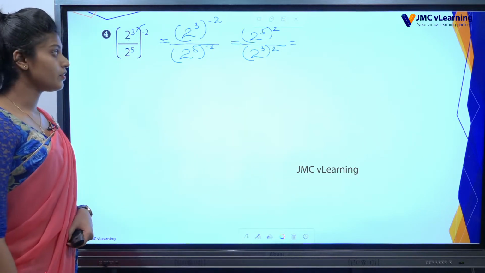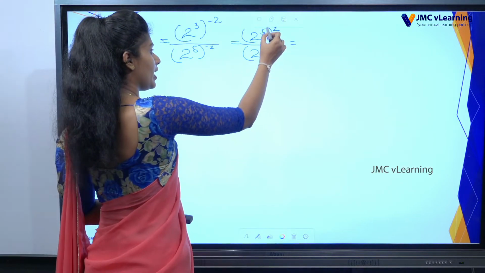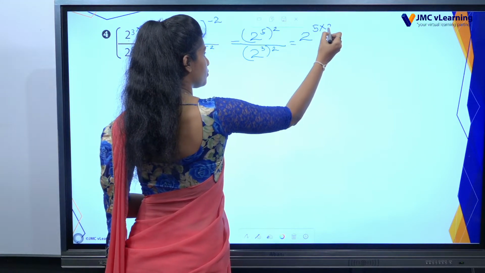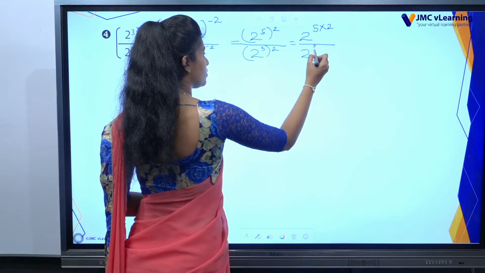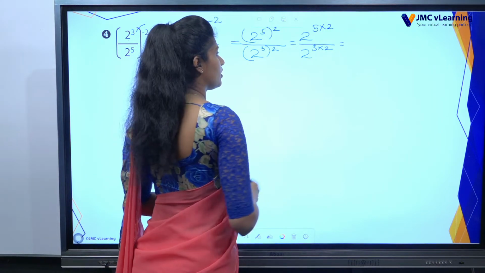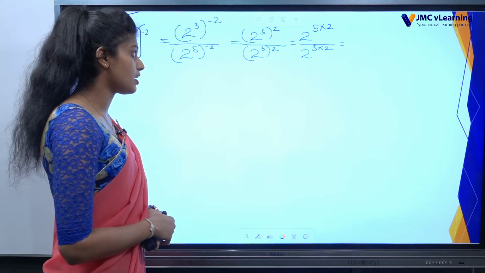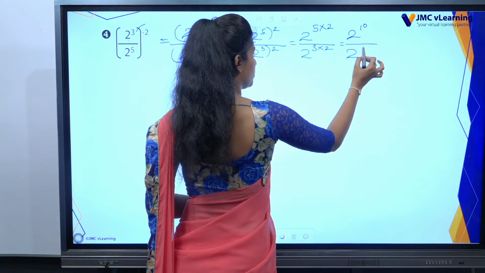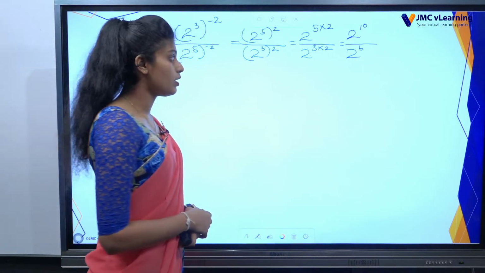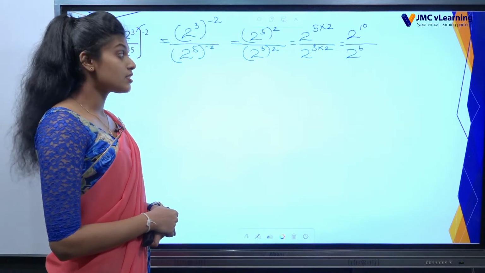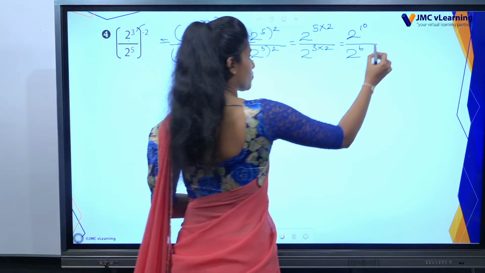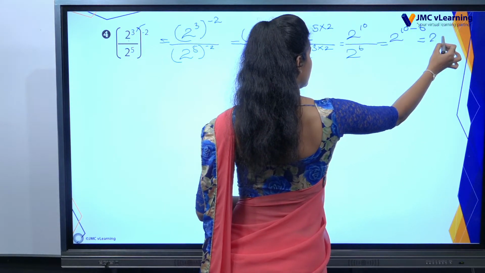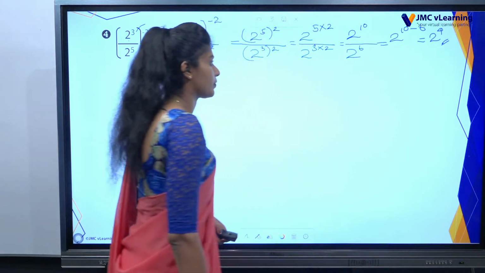Now you can see the powers. You have to multiply 5 into 2, then 3 into 2. When you multiply 5 and 2, what is the answer? 2 to the power 10. Then here 2 to the power 6. Here also division. Division means you have to subtract the powers. Then 2 to the power 10 minus 6. The final answer is 2 to the power 4.